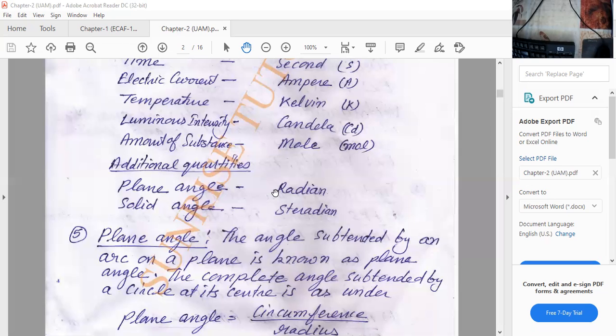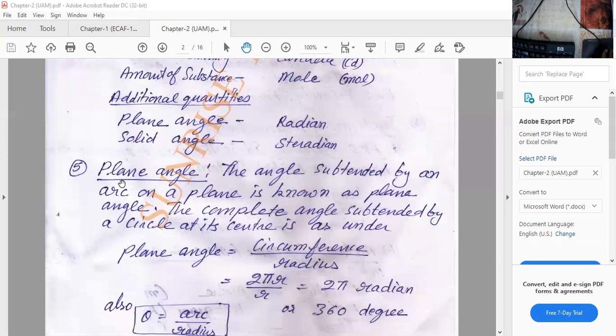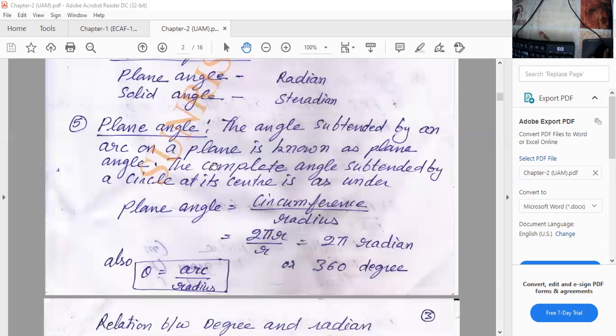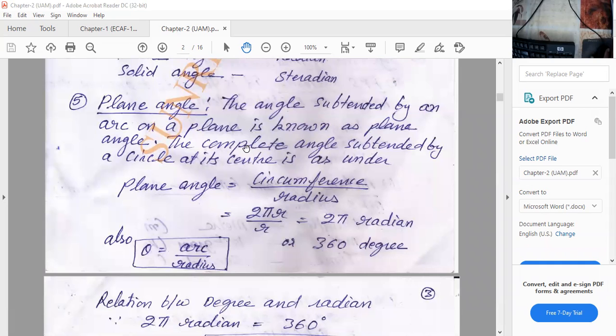Now, when we talk about the solid angle, it is the angle subtended by a volume. Suppose we consider a sphere. The surface area of the sphere subtends an angle at the center of the sphere. That angle is known as the solid angle, right? The unit of that angle is steradian, correct? Now we are going to the next topic. This is our plane angle. Solid angle is not in your syllabus, so we will not study it later.